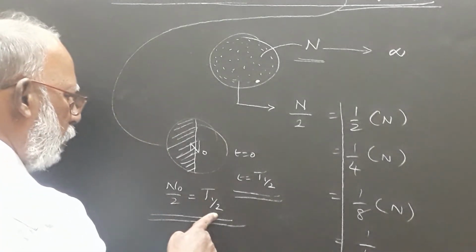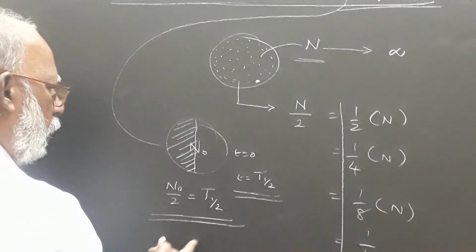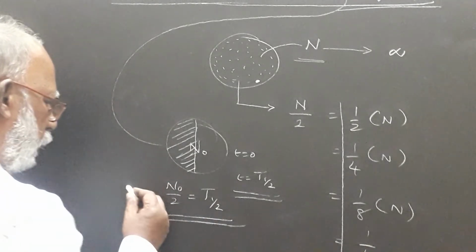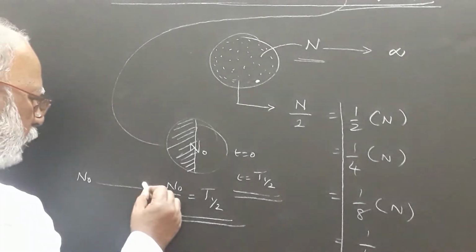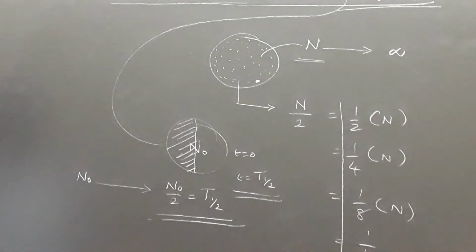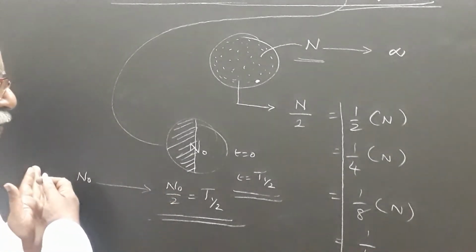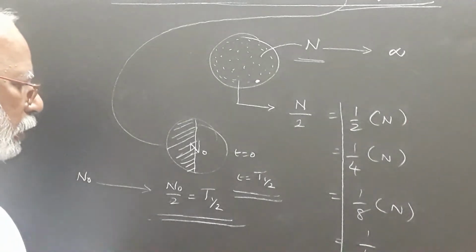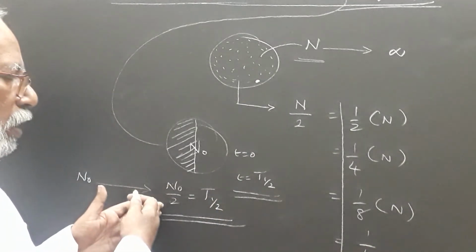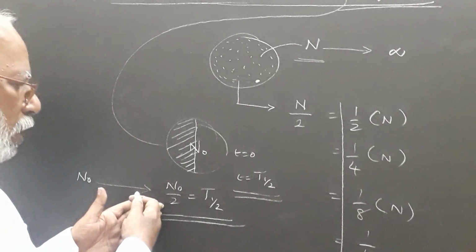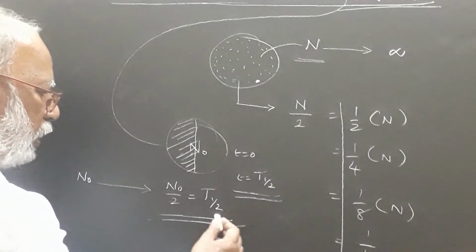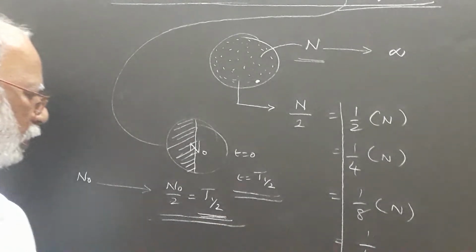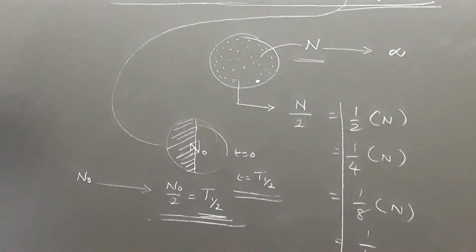T half is this: the total number of atoms initially is N naught, and it is reduced to N naught by 2, that is 1 by 2 of the initial atoms. The time taken for the amount of initial atoms to reduce to half is called T half. That is called half-life. That is the definition of half-life.